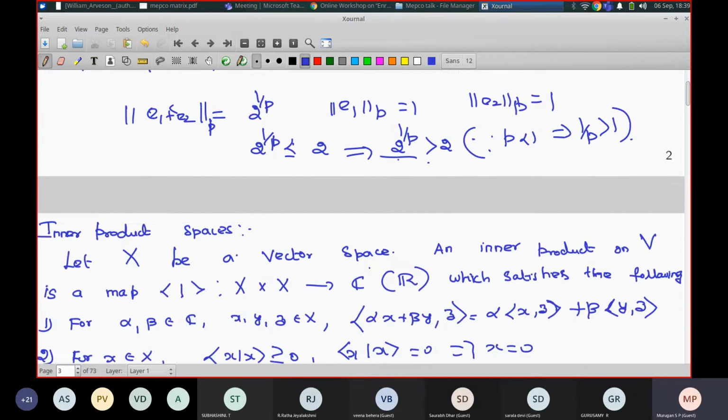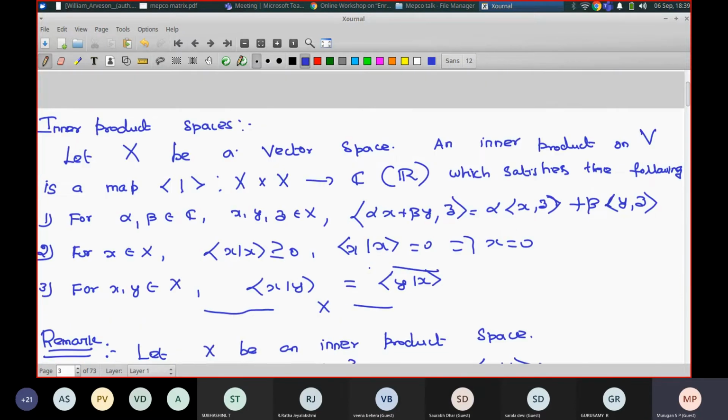Okay. So the second is the inner product space. Let X be a vector space over C. An inner product on X is a map from X cross X to C which satisfies the following properties. For alpha, beta belonging to C and x, y, z belonging to X, the inner product of alpha x plus beta y comma z is equal to alpha times the inner product of x comma z plus beta times the inner product of y comma z. So this is linearity in the first variable.